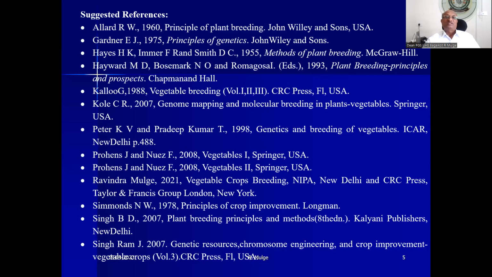And these are some of the suggested references you can refer to: Allard's Principles of Plant Breeding, Gardner's Principles of Genetics, Hayes and Immer and Smith's Methods of Plant Breeding, also Plant Breeding Principles and Prospects. Then Kalloo's Vegetable Breeding, Kole's Genome Mapping and Molecular Breeding in Plants, Vegetables. Then the book written by Peter, K.V., and Pradeep Kumar, Genetics and Breeding of Vegetables.